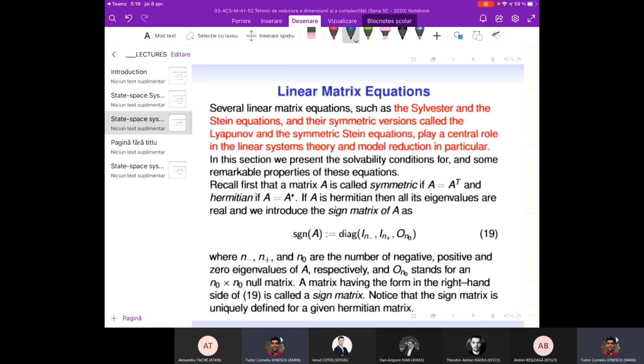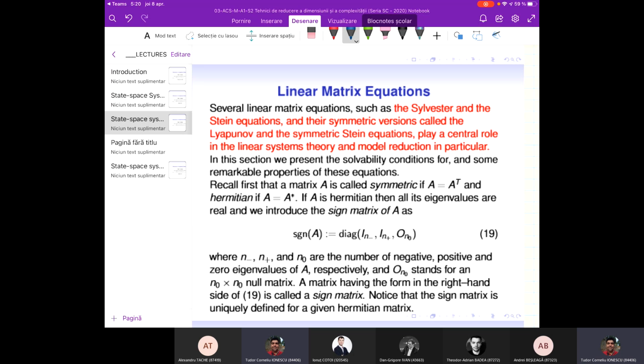No matter what, again, since you've got different backgrounds, we're going to recall everything for everyone. Okay, so in this section, we have to present the solvability of such matrices. So the question is, if you have a linear matrix equation, when does this equation have a solution?